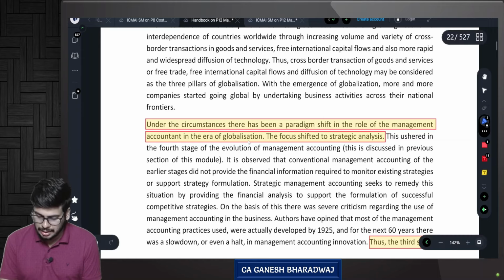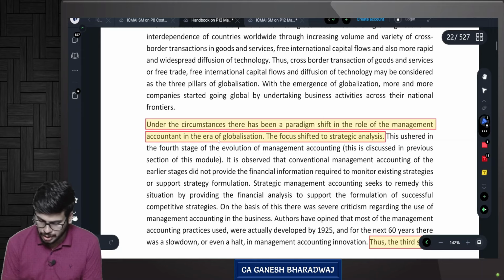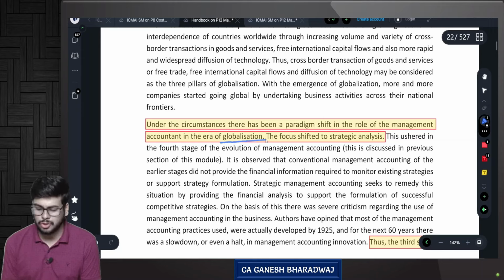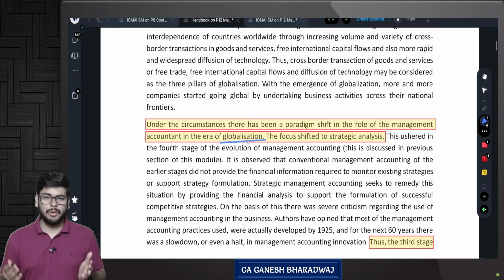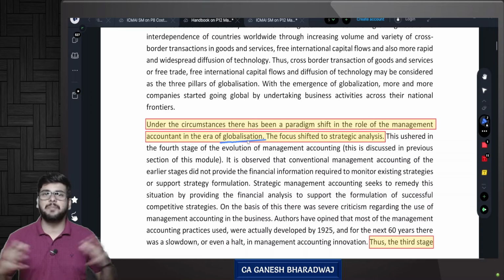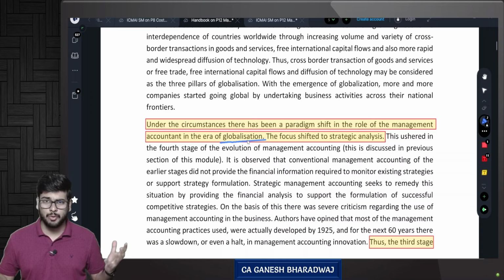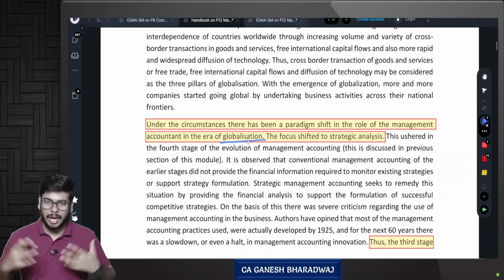So under these circumstances, there has been a paradigm shift in the role of management accountant in the era of globalization. So what do you mean by globalization? They call the entire world a global village. Now it's not like, if you are living in India, you can do business only in India. No, nothing of that sort. Globalization is what? The entire world is being connected throughout right now. So the trade barriers have been removed. Even if you're sitting in India, you can do business in the US or in Europe, or anywhere in the rest of the world.